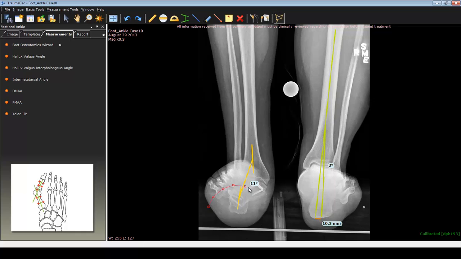And in the same manner, I would just select that whole fragment and then shift that fragment until I was happy with the alignment. And here one can see that I have translated the fragment laterally, and if I rotate the fragment, I can reduce the valgus deformity. And that's a more acceptable position of the calcaneus.